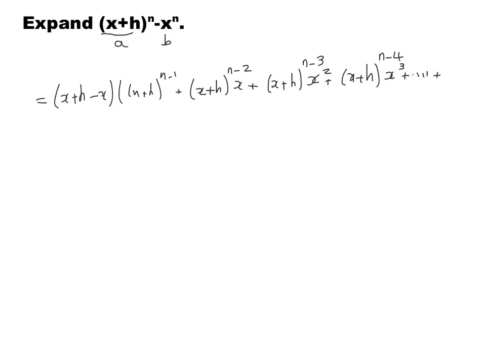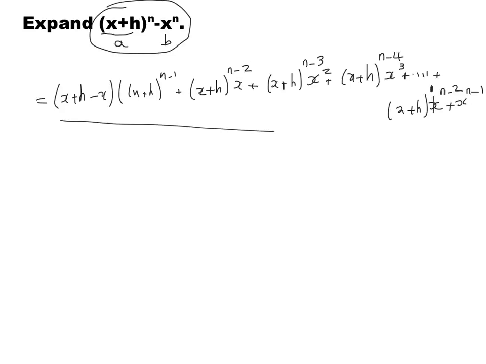Plus, then we're going to have x plus h exponent 1 times b exponent, which is x exponent n minus 2. Remember the sum of the exponents, they add up, n minus 1. Plus the last term is b exponent, which is x exponent n minus 1. So this, which is the difference of the nth power, can be expanded in this form.